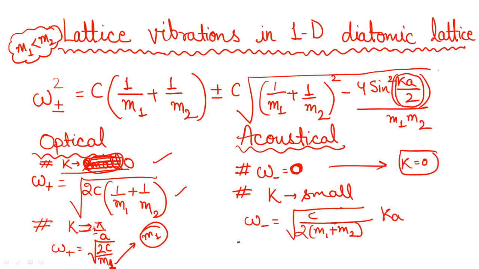Now the next point will be at the boundaries of the Brillouin zone, that is k is equal to plus minus pi by a. You will be able to get the omega negative value that will be equal to root 2c upon m2. From here you can observe that the omega value is dependent on the heavier atom mass. In the acoustical case how it is dependent, in the optical case how it is dependent, it's very important. You can expect a question based on it in the exam, and each and every expression we have discussed here is going to be very important.